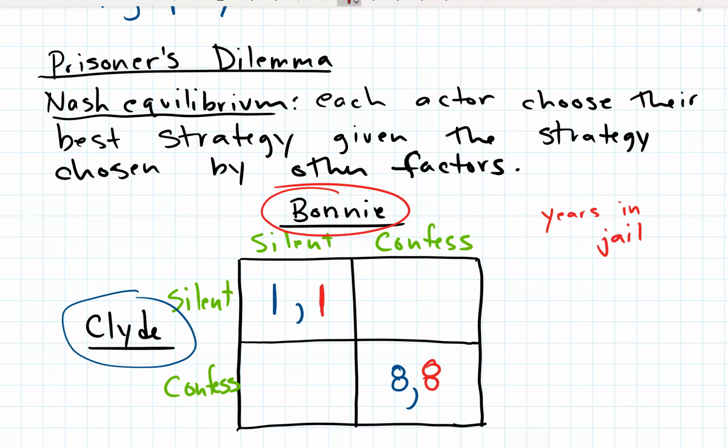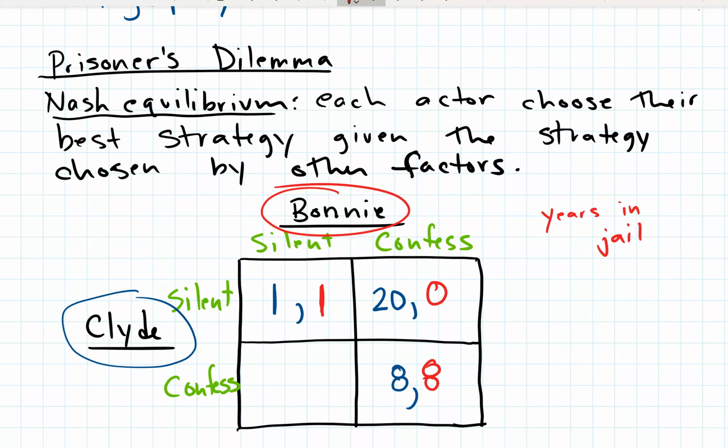Let me show you the payoffs for what happens if Bonnie confesses and Clyde stays silent. What do you think is going to happen? Well, Clyde's going to go to jail for a long time. Just for argument's sake, let's say it's 20 years, because Bonnie's going to tell everything, and Clyde will also get punished as hard as possible for not cooperating, right? And they're going to let Bonnie go completely.